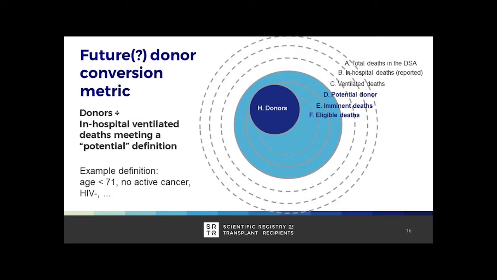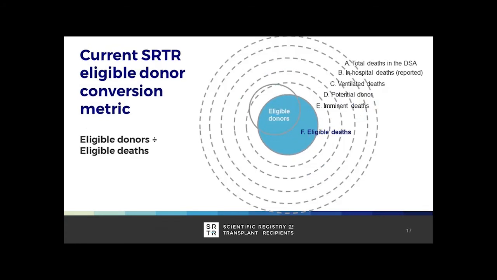I think that there's potential to get that in the future. But what do we do today? The current SRTR eligible donor conversion metric is limited to the eligible deaths. So we call that our eligible donor conversion metric.